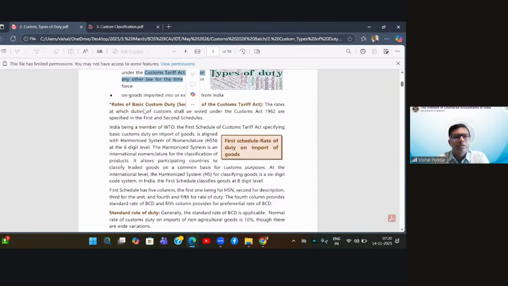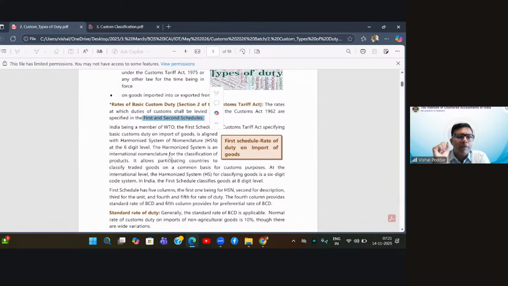And now Section 2 of the Customs Tariff Act says the rate at which duties of customs are to be levied as per the parent act shall be the rates which are specified in the first and second schedule of this Customs Tariff Act. So Section 2 of the Customs Tariff Act also gives a linkage with the parent act, that is the Customs Act.